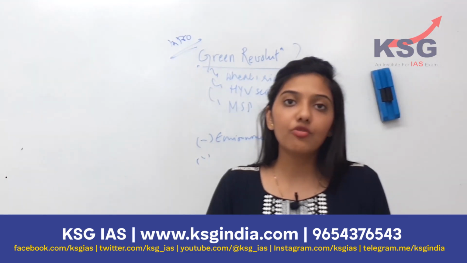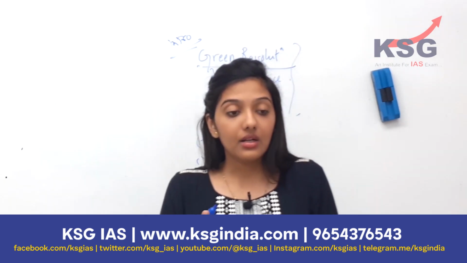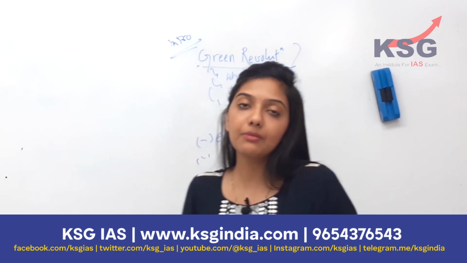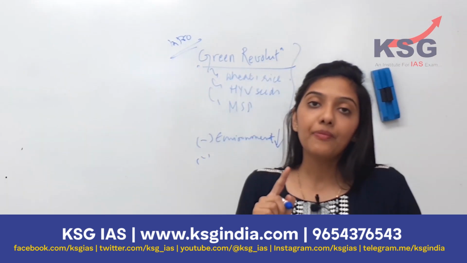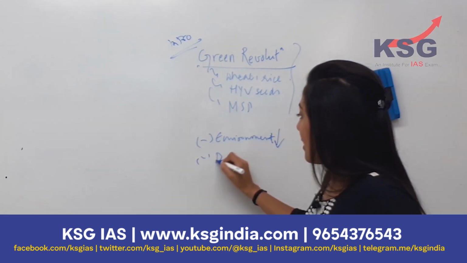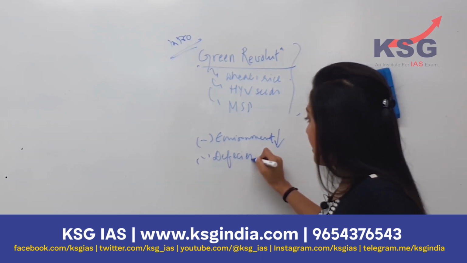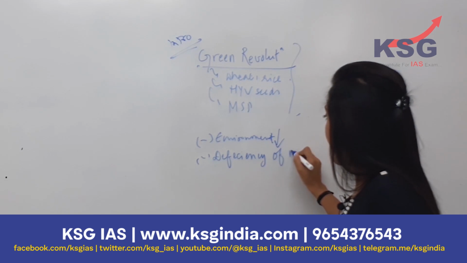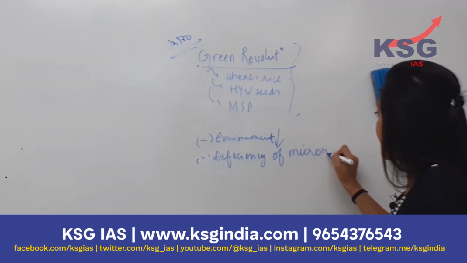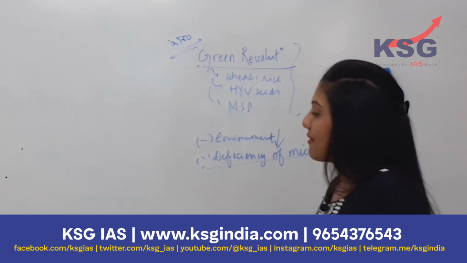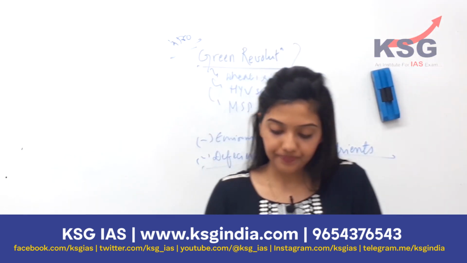For example, lack of diversification of diet. One point that also came to my mind was the micronutrient deficiency in the Indian population. Deficiency of, to be very precise, micronutrients. And this also could be connected to the emphasis on specific crops.